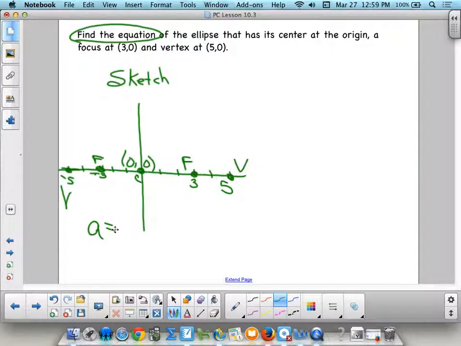A is from center to vertex. That's 5, isn't it? What's this distance from center to foci? Isn't that C? What you don't know is B, right? But you can find B pretty quick.